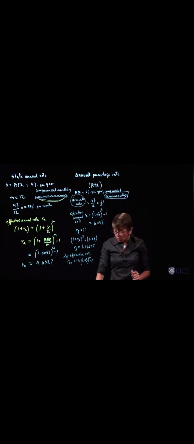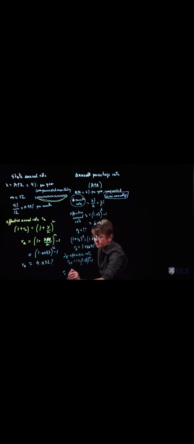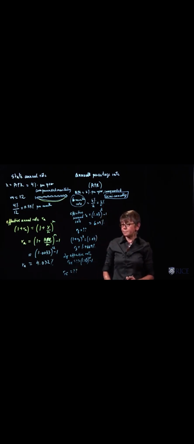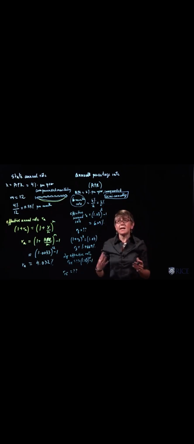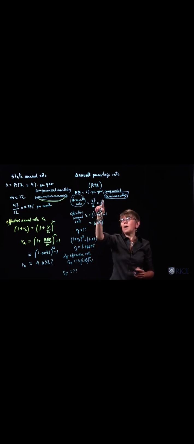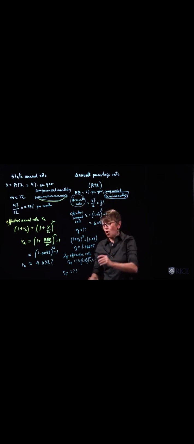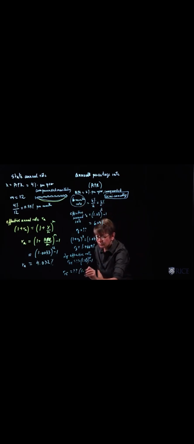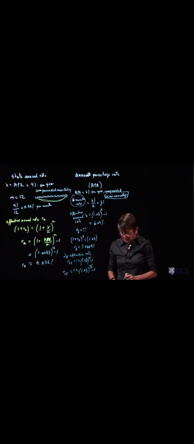What about the effective 15-month rate? Again, the same concept. How many times is this going to compound over the 15-month period? It's going to compound 15 divided by 6 times, minus 1. And that's going to give us the effective 15-month rate.